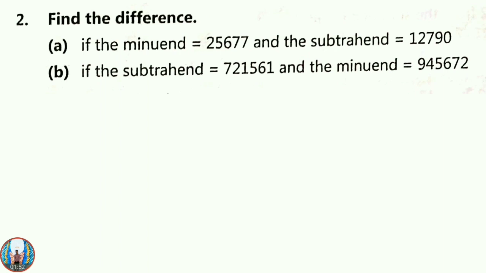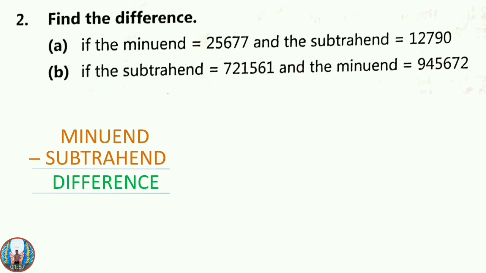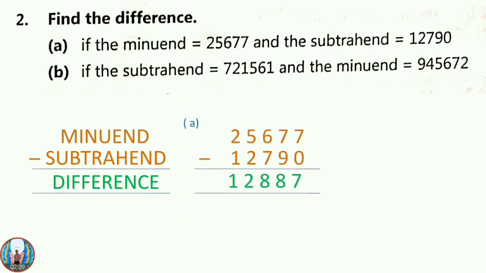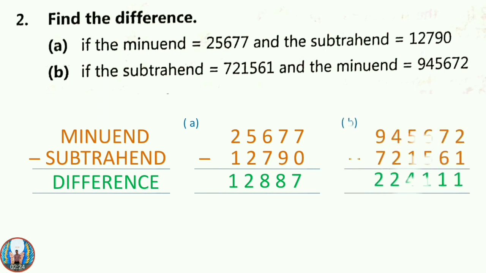Question number 2, find the difference. Here, three things are there. One is minuend, second is subtrahend, and third is difference. So the biggest number is the minuend, and the subtrahend and the difference are two smaller numbers. Now in the first question, minuend is given 25,677, subtrahend is given 12,790. So the difference is 12,887.